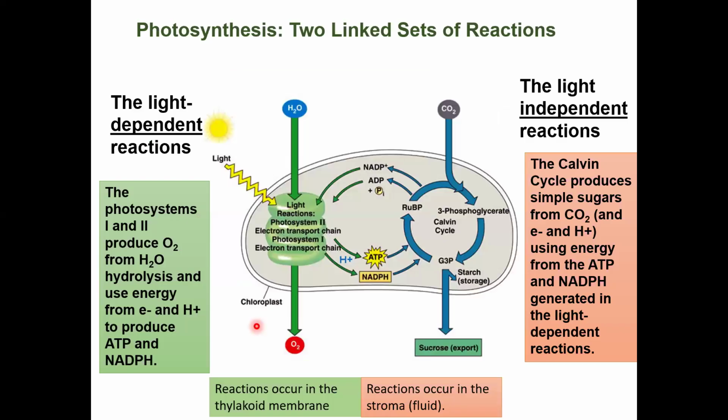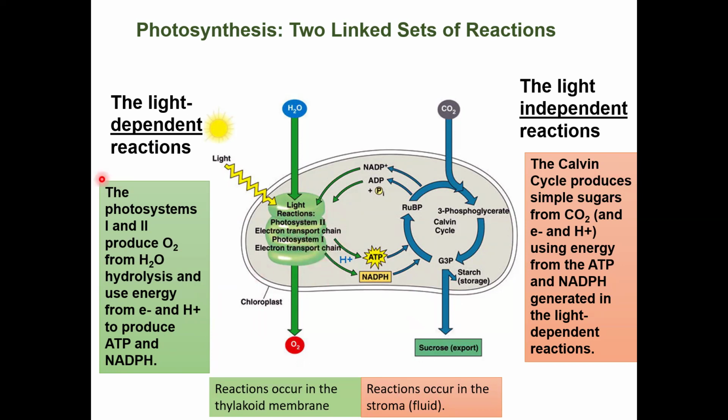Now, one thing about photosynthesis is that it requires two linked sets of reactions. One is the light-dependent reactions, and one is the light-independent reactions. So the first part occurs in the thylakoid membrane, like we were talking about, and then the light-independent reactions occur in the stroma itself, the fluid around the thylakoids.